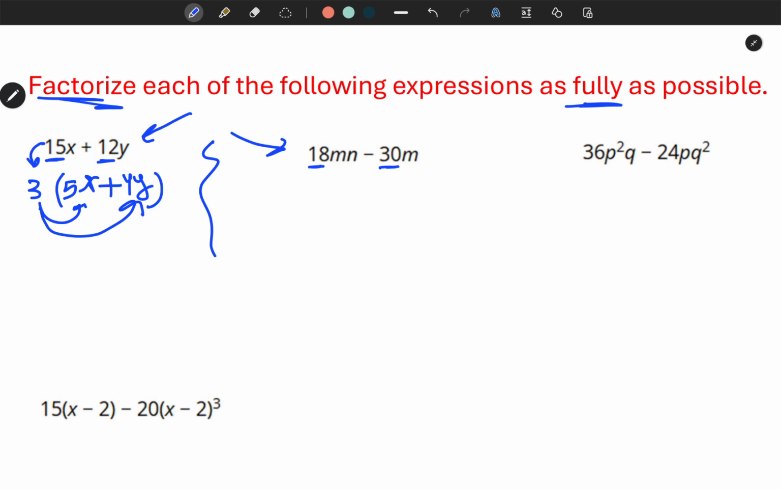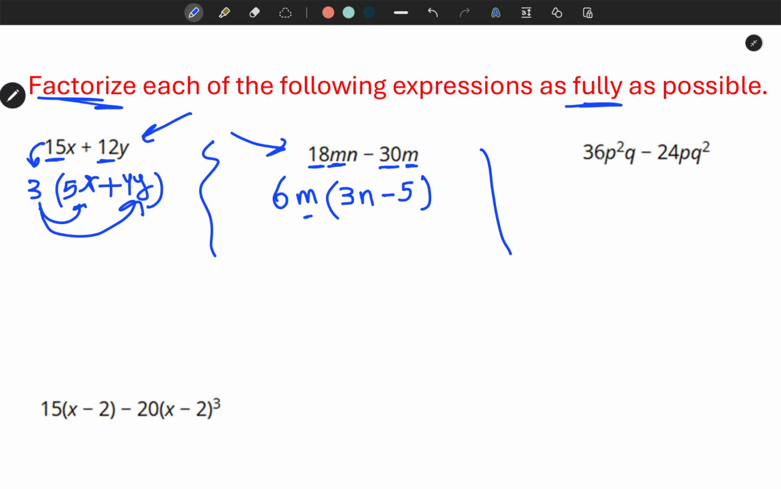In the second question here, we have 18 and 30. Both, what is the highest common factor here? The highest common factor is 6. What else? If you take a look, we have here m and here m. So we have to take m also as a common factor. When we do that and we divide, 18 divided by 6 equals 3. m divided by m cancels. It should be 1, but we will not write it. And we have here n minus 30 divided by 6 is 5. m is gone. So this is our final answer.